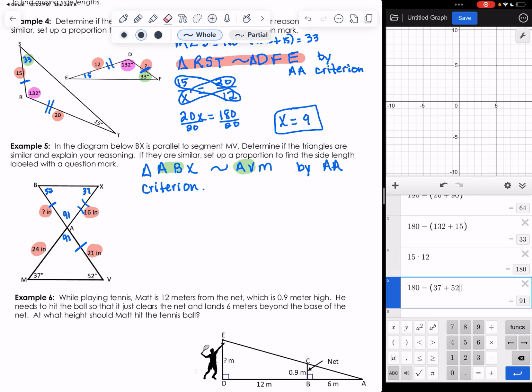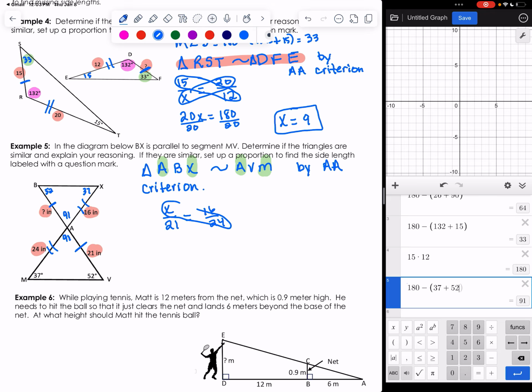Now, what does AX correspond to? Well, notice that AX is the first and last letter. So I want it to correspond to my first and last letter, which is AM. So that would be this side, the 24. Now, when you make your proportion, be sure to match up your two sides. So the 1 slash goes together in one fraction, the 2 slashes go together in the other fraction. So I could say X is to 21 as 16 is to 24.